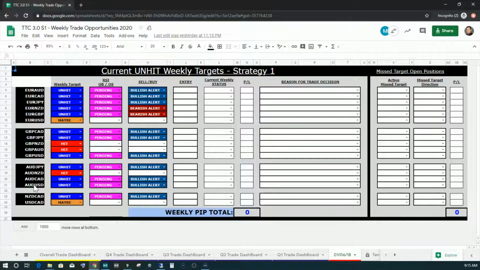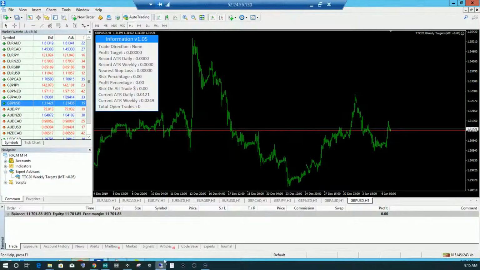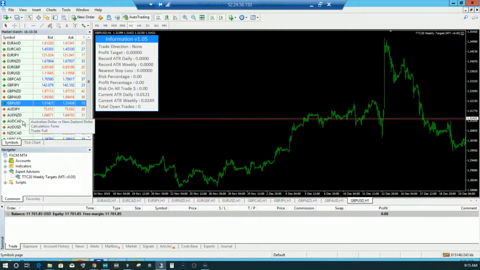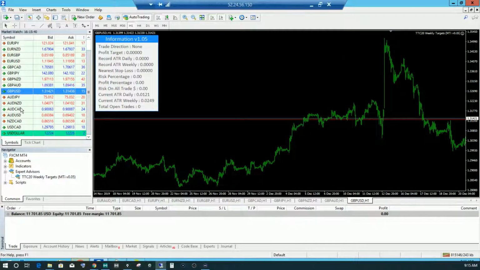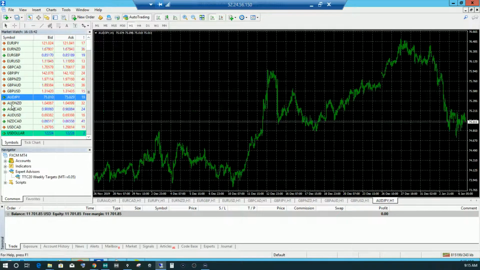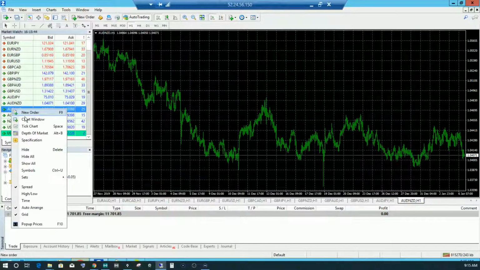I got some Aussie crosses right here, and then I've got New Zealand CAD, New Zealand CAD, and US CAD right here as well. So I'm going to go ahead and add that in as well. And got them all loaded up here. There we go. These are the pairs that I'm going to be focusing on.